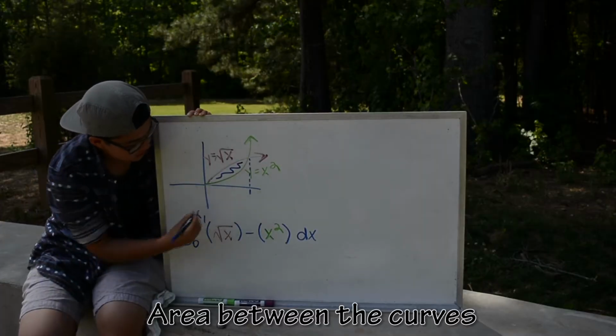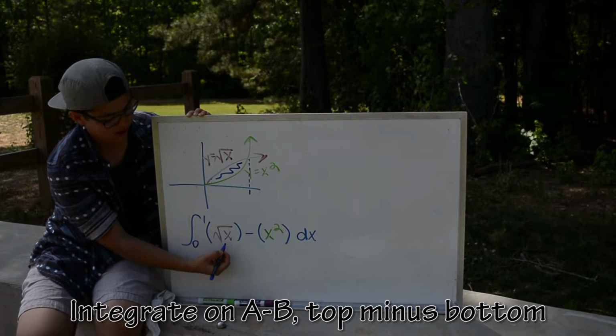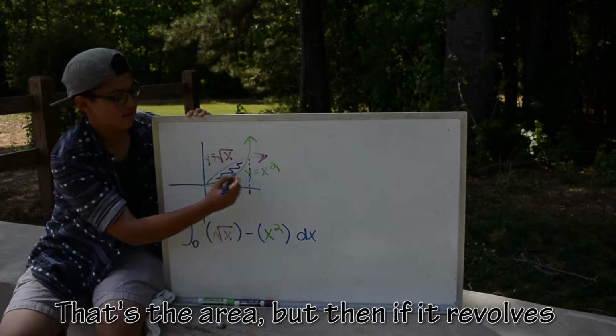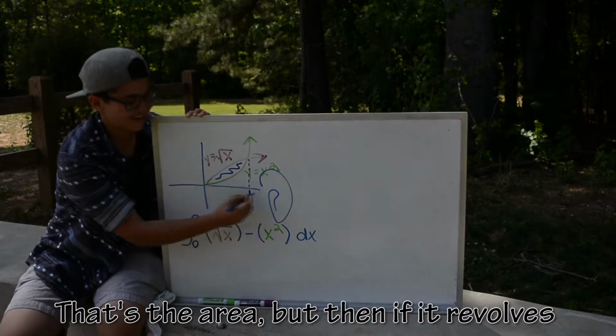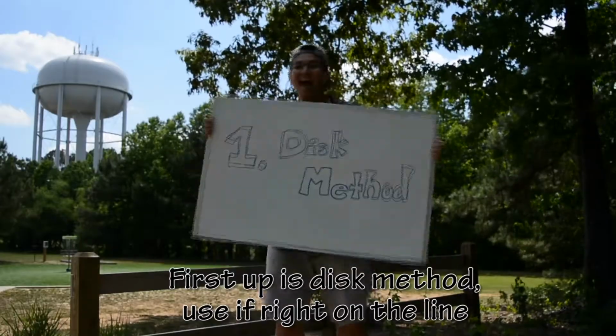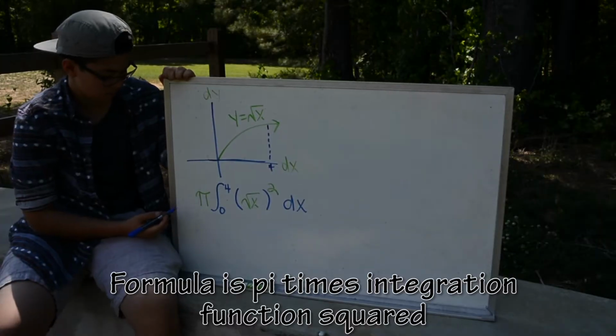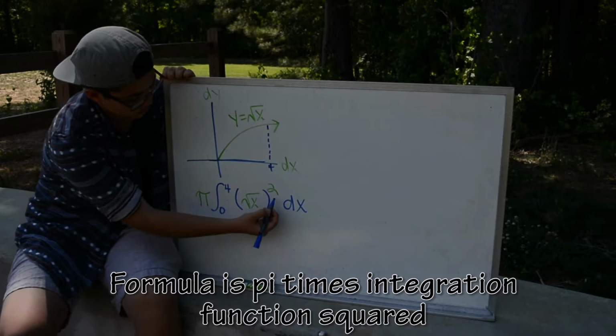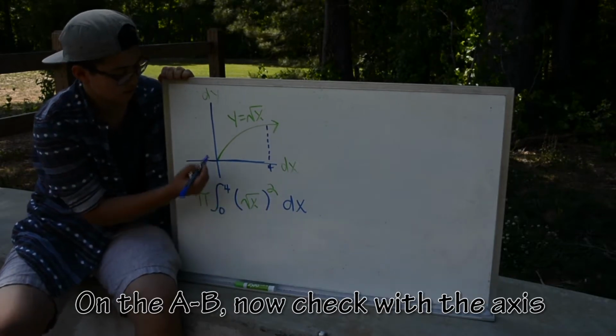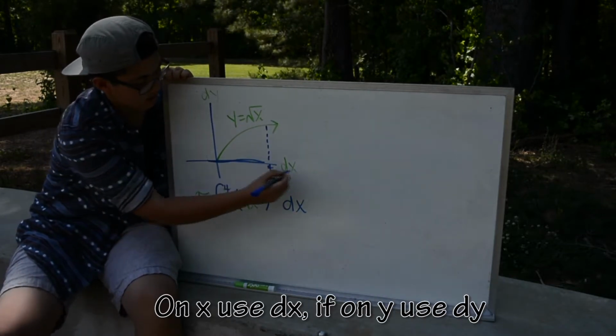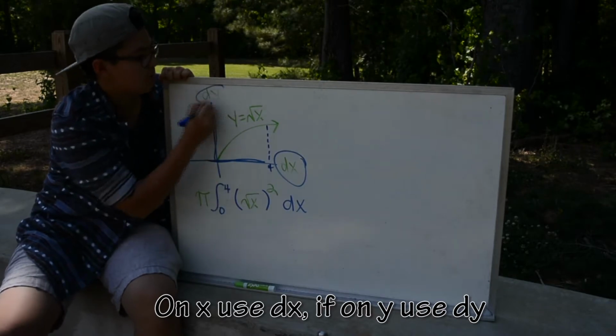Area between the curves, integrate on AB, top minus bottom. That's the area, but then if it revolves, first up is this method, use it right on the line. Formula is pi times integration function squared on the AB. Now check with the axis, on x use the x, if on y use the y.